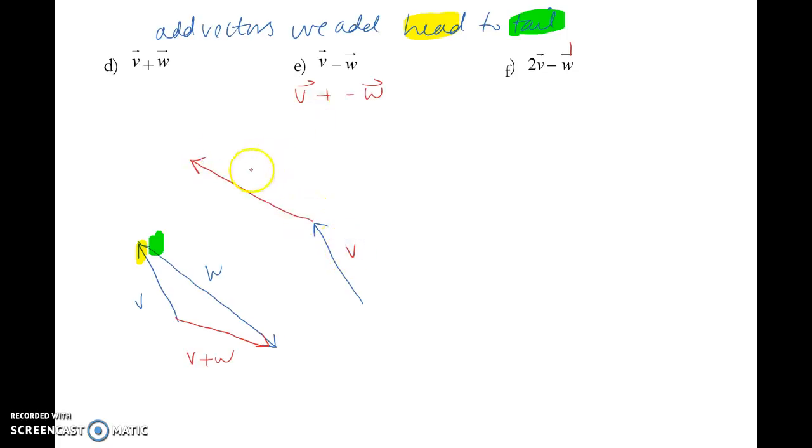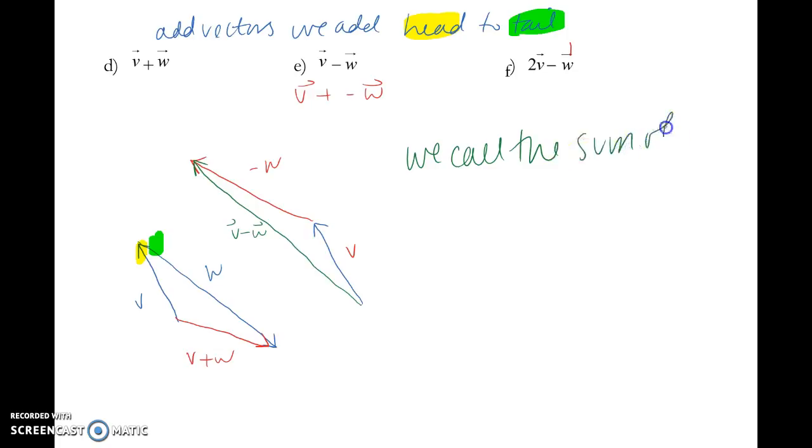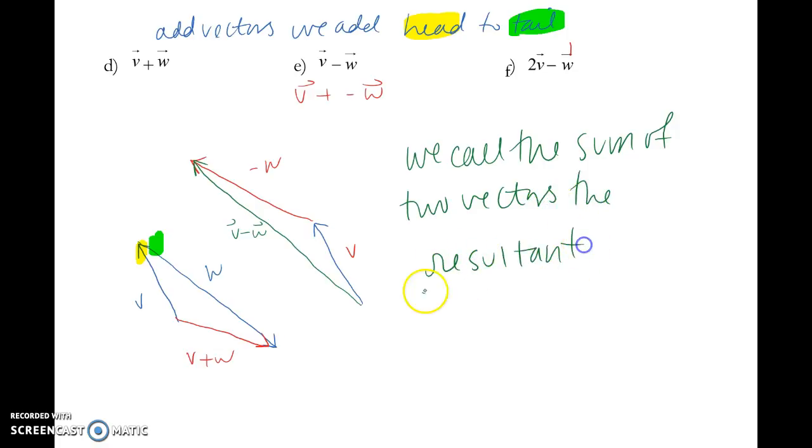So this is my v, and this is my opposite w, and therefore my resultant, or what I get when I add the two together, is going to look like this. So this is v minus w. So we call the sum of two vectors the resultant. And basically you could think of it like it is the result vector after doing the addition.